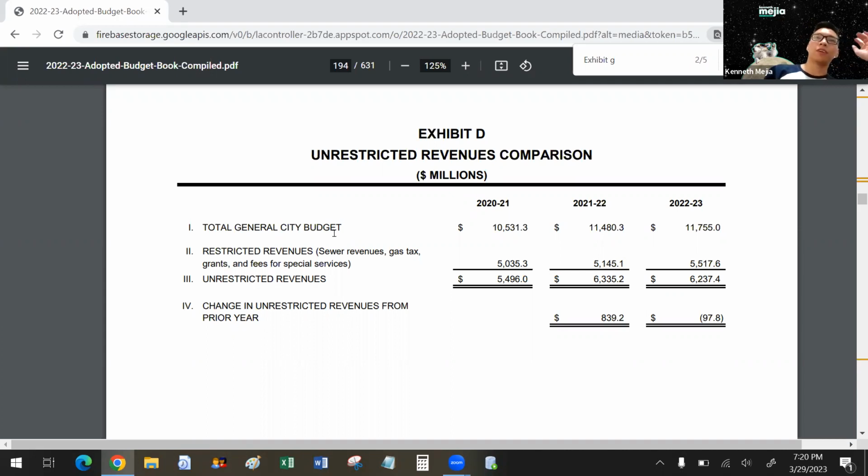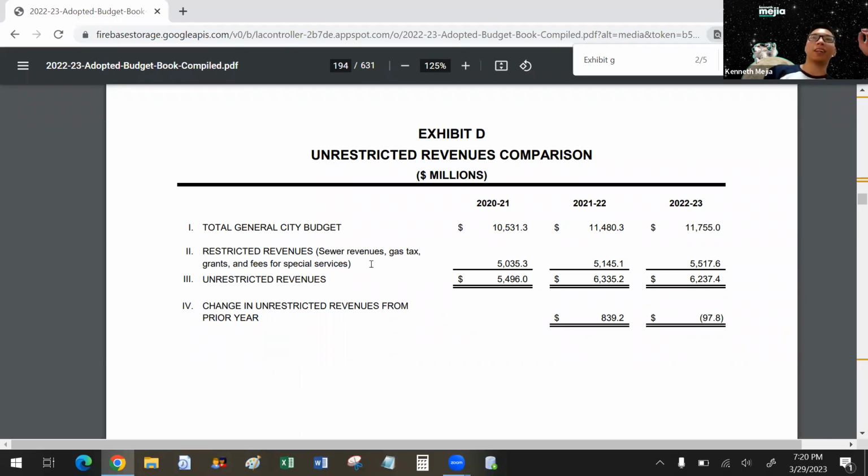They accrue to the general fund, and a lot of these unrestricted funds are at the discretion of the city council and the mayor on how to spend those discretionary funds. Whereas restricted revenue is restricted because there's a special fund and there's a special purpose as to how this revenue generated could be used, right? So if we're generating revenue from sewer services or a gas tax, or if we get a grant, those funds have to be used for a specific purpose, right?